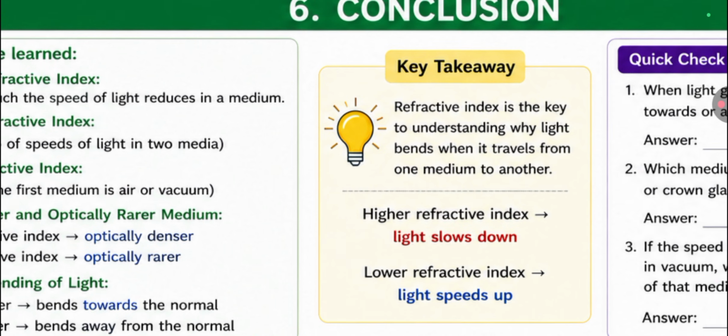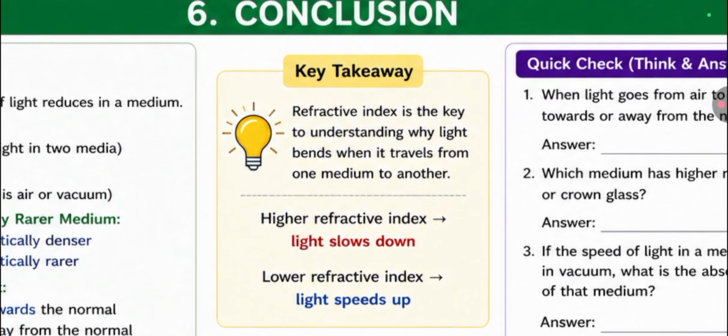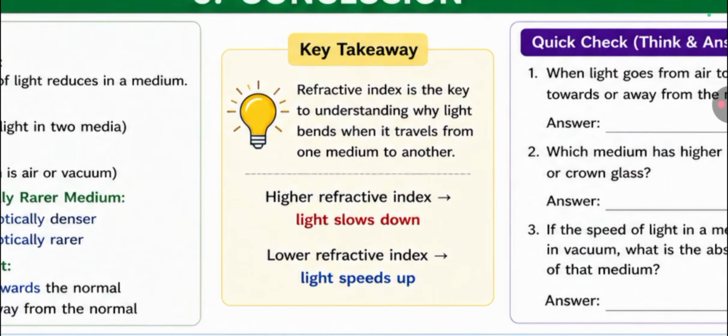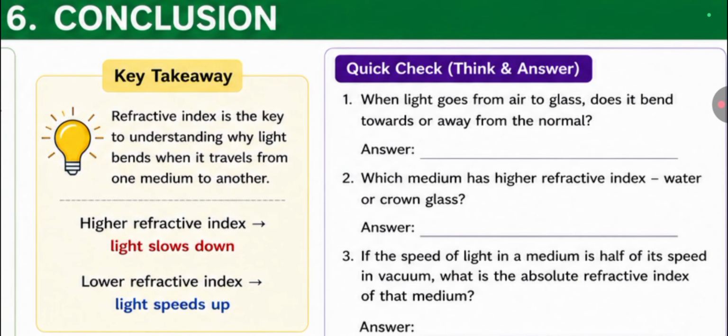Here refractive index is the key to understanding why light bends when it travels from one medium to another. A medium with higher refractive index, in this medium the light slows down. If the medium has lower refractive index, in this medium the light speeds up. Here we have some questions.